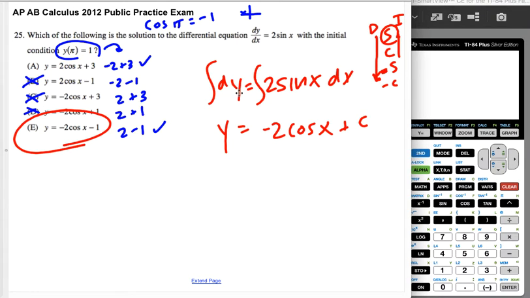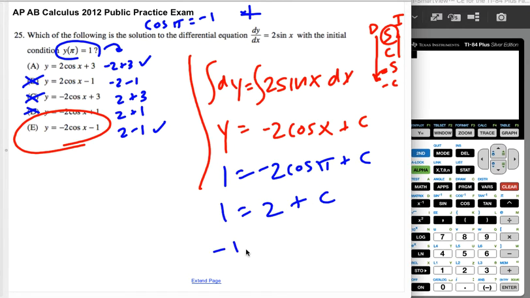Now, I don't care if you wanted to straight up integrate first. You could have, this is the mathier route. And then you could have plugged in 1 equals -2 cosine of pi plus C. You would have gotten 1 equals 2 plus C. -1 is your C. Oh, look, there's your answer. But again, it's not always about solving the whole problem. It's about knocking off answers and moving on.